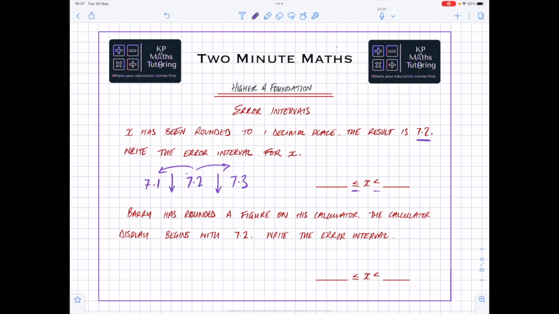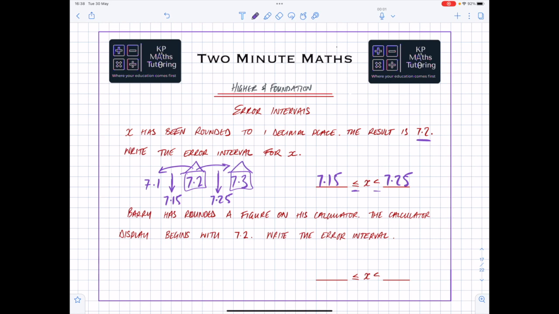So imagine it being a house. If I live at 7.2, and that's my next door neighbour at 7.3, I want to put a fence up. Where would my fence go? Well, that'd be at 7.25. And where would my fence go this side? 7.15. And then all you do is take those two numbers, 7.15 and 7.25, and pop them on your number line there. Okay, so that's how you would do a very basic entry-level error interval.